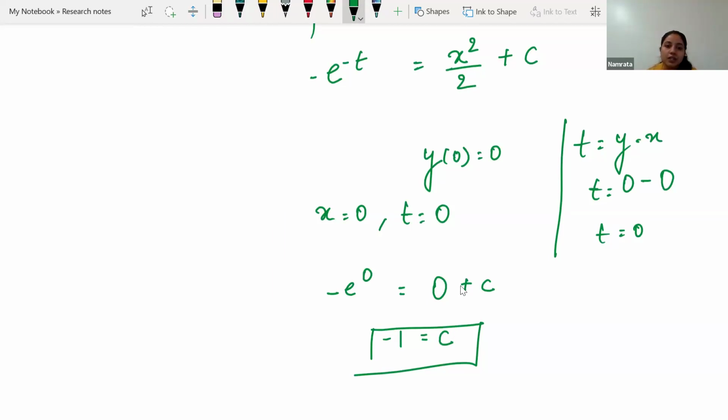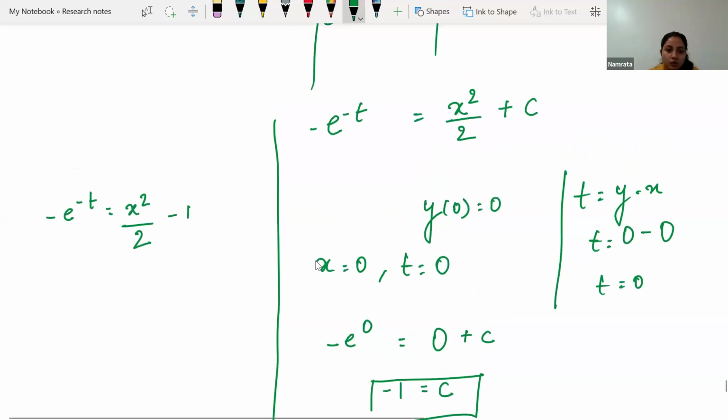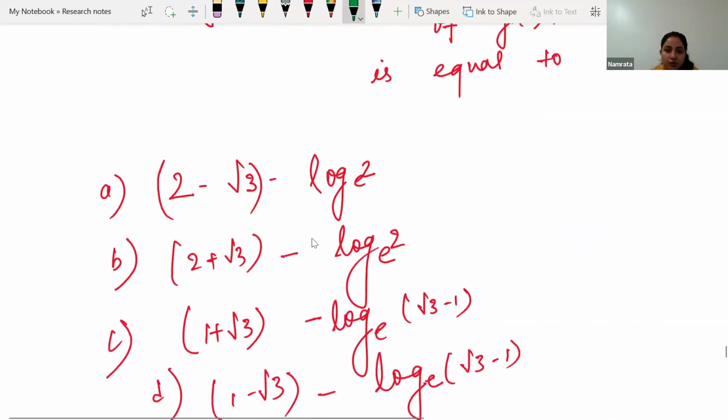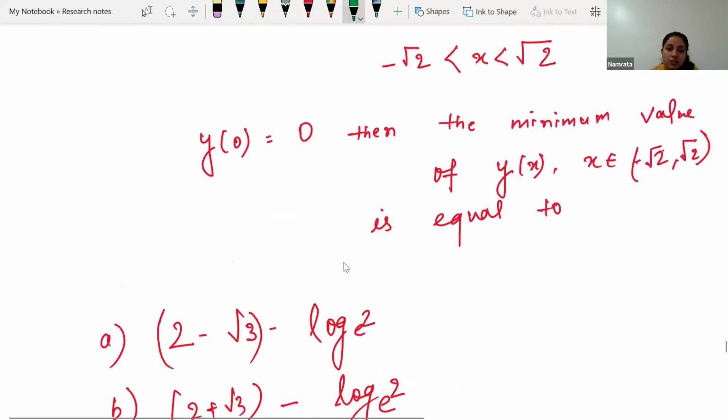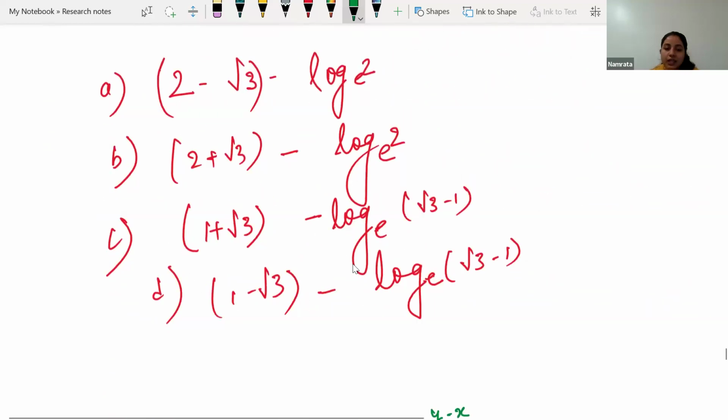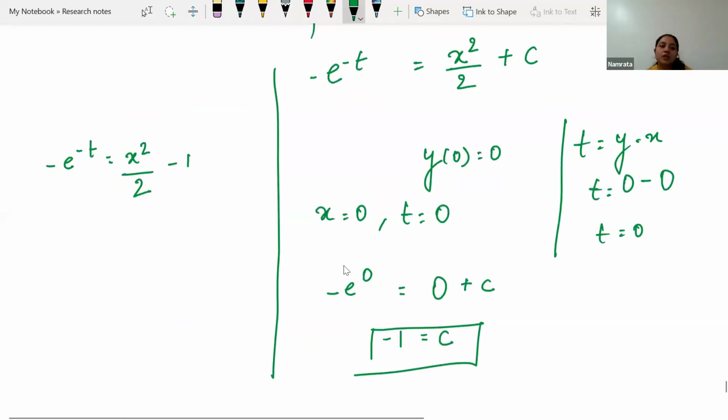Let's substitute it over here. So we will be having minus e to the power minus t equal to x square by 2, and c is negative 1. Now, what we have to do? The solution, at first we have to find y, and then we will be thinking about the minimum value. Let's convert it. If we shift this negative sign to this side, it will be 1 minus x square by 2 on this side, and here we will be having e to the power minus t.